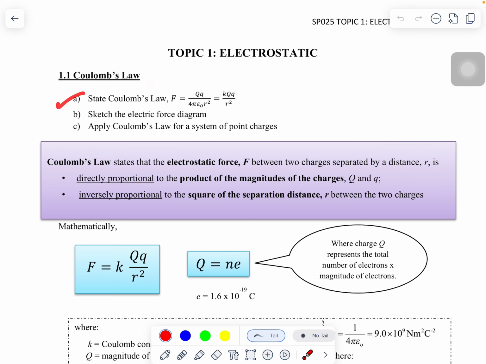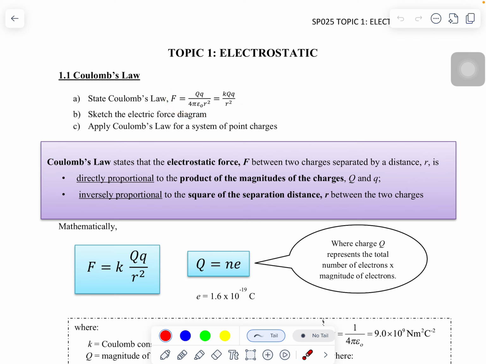So kita ada 3 learning outcome di sini. First, to state what is Coulomb's law. Okay, formula untuk Coulomb's law. Second one, you need to be able to sketch the electric force diagram. So wajib kena tahu cara untuk lukis diagram, and then kita apply Coulomb's law. So kita apply lah formula untuk Coulomb's law.